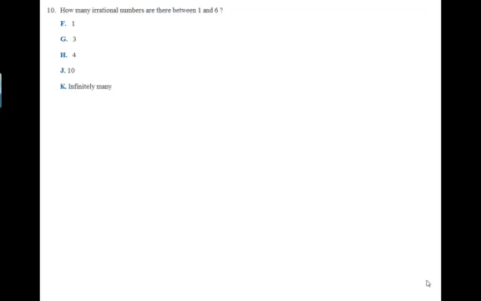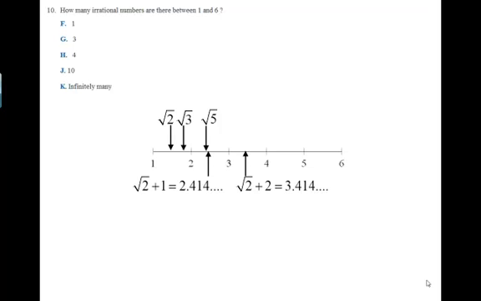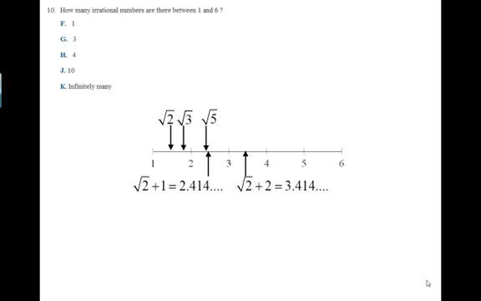How many irrational numbers are there between 1 and 6? Let's draw a number line. 1 through 6. What can I put in there? Square root of 2, square root of 3, square root of 5, all sorts of numbers. Is it limited? I can put square root of 2. If square root of 2 is irrational, so is square root of 2 plus 1. Square root of 3 plus 1. Square root of 5 plus 1. Therefore, there are really an infinite number of irrational numbers.